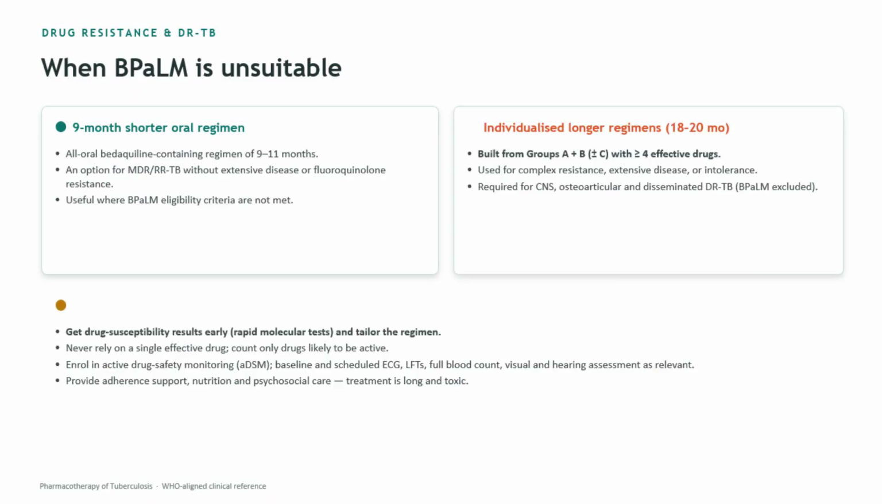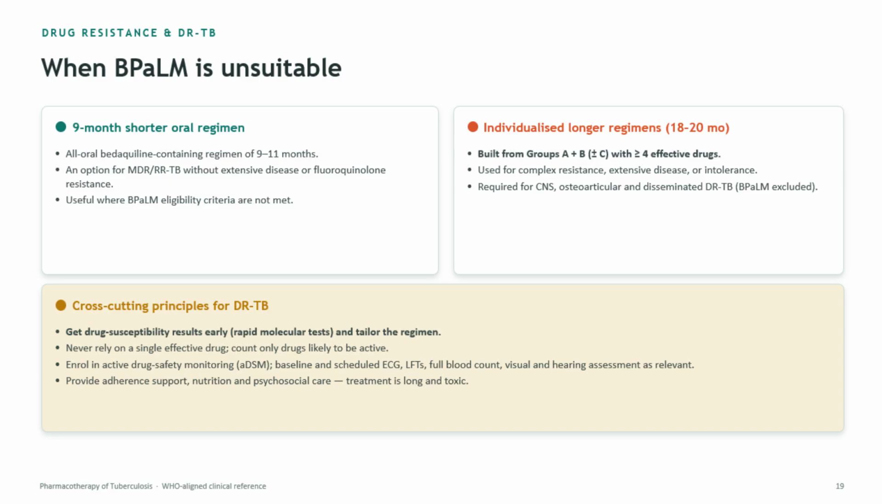But BPaLM isn't for everyone. So what are your other options? If a patient doesn't meet the criteria, there's a 9 to 11 month all-oral bedaquiline-containing regimen for MDR-TB without extensive disease or fluoroquinolone resistance. And for the complex cases, extensive resistance, severe disease, or CNS and bone involvement where BPaLM is excluded, you build an individualized longer regimen of 18 to 20 months from groups A and B with at least 4 effective drugs.